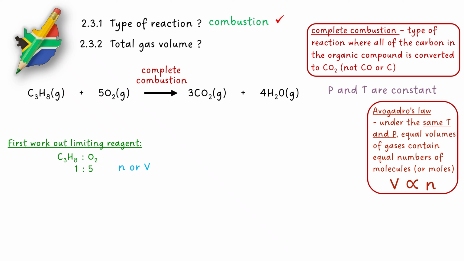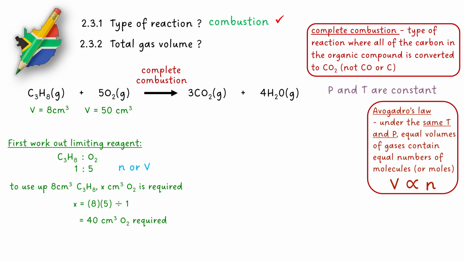To work out the total volume of gas at the end of the reaction, we first need to work out which reagent is limiting. We are given the volume of each reactant present initially. So if all of the 8 cm³ of propane is used up in the reaction, we can determine the volume of oxygen that would be used up by making it X. Solving for X by cross-multiplying, we get 40 cm³ of oxygen gas will be used up if all of the propane reacts. But we were told that there are 50 cm³ of oxygen gas present, and so oxygen is in excess. And propane is limiting.